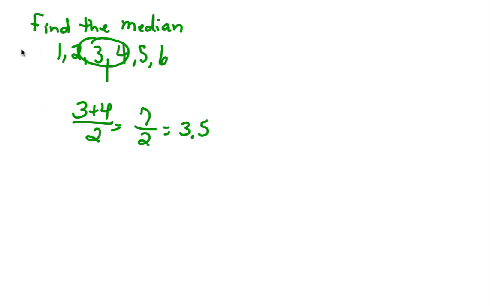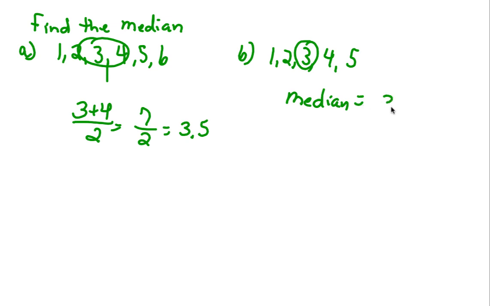Let's say I had an odd number of data points. Let's say we had only the numbers 1, 2, 3, 4, and 5. It's already in increasing order, and I just find the number in the middle, which is 3. So my median is 3 in this example.